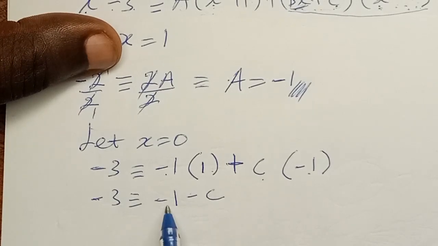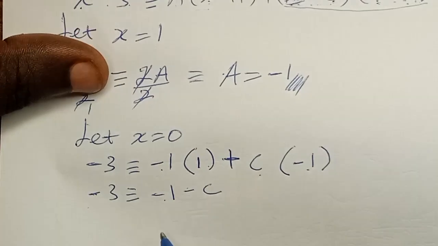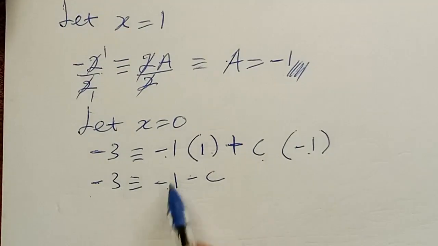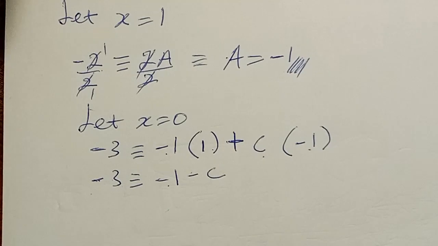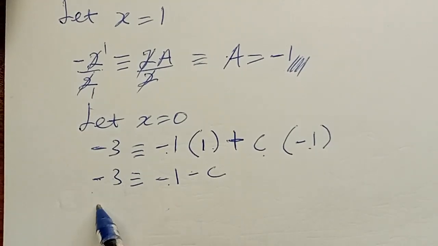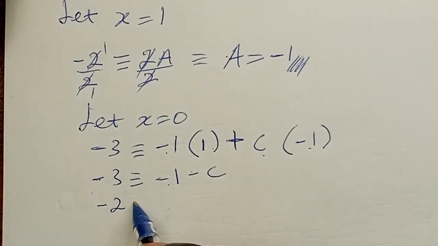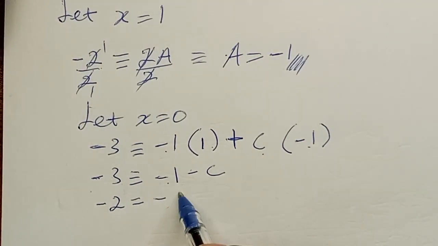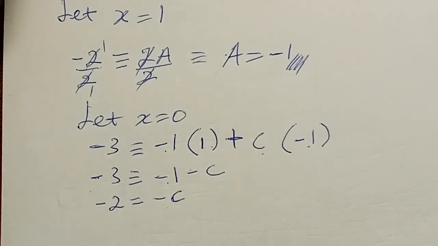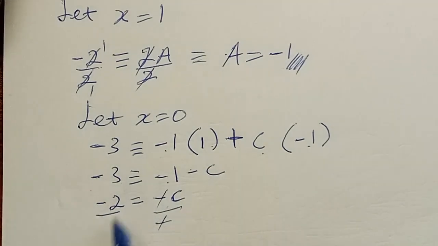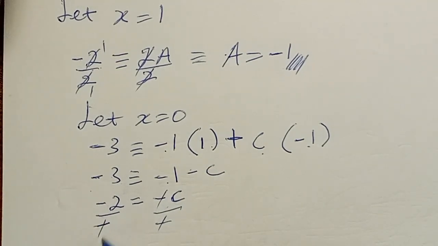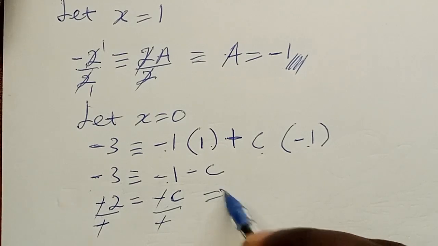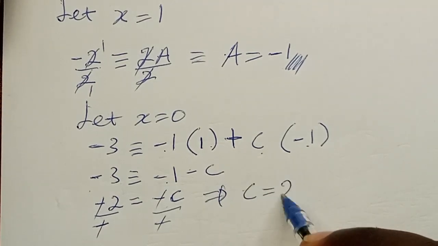And we are going to take this across this side so that minus 3, when it crosses, becomes plus 1. Minus 3 plus 1 is going to give us minus 2, which is going to be the same as what we have now, minus c. And to have the value of c, we have to eliminate the minus sign and also divide by minus here. So minus will take off this, and our value of c is going to be 2.